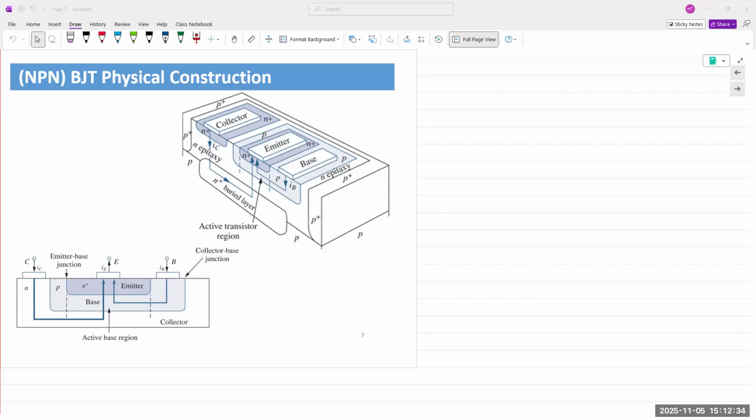Okay, side view right here. We have the large collector, largest structure in here. We have the base created inside the collector, but it is very, very thin, which is not apparent in either one of these images, right? Then we have the emitter, the heavily doped emitter created inside the base.